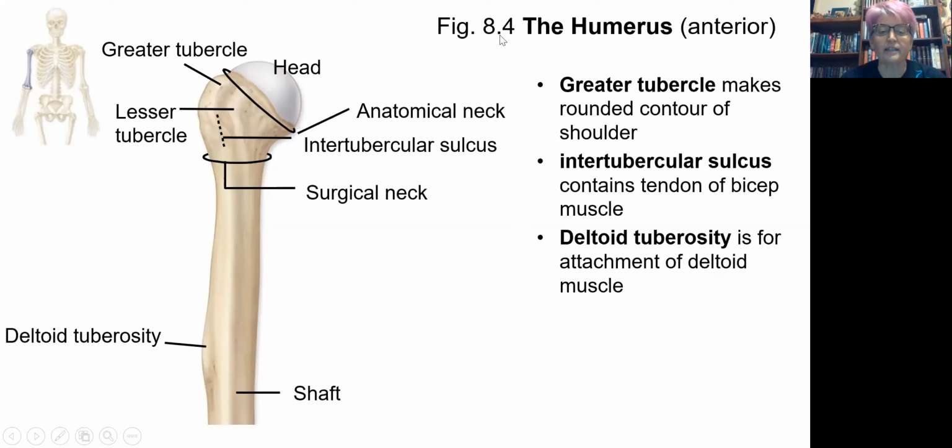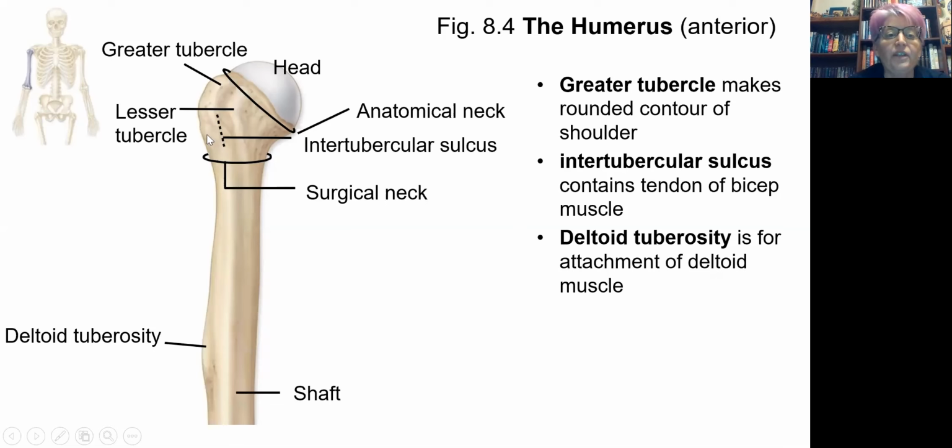So the humerus, this is your upper arm bone here, okay? The head of the humerus is this big, round, smooth, articulating surface, and then the anatomical neck of the humerus is this narrower area right here. It's where the epiphyseal plate is.